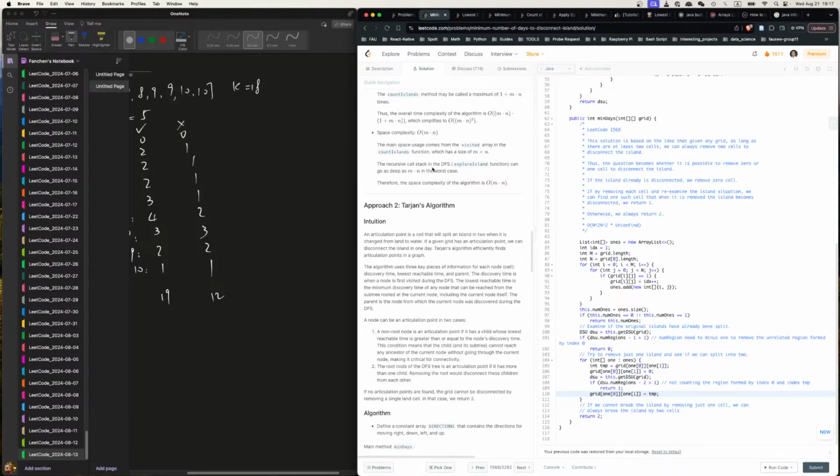Okay, I have to read the first one again. The discovery time is when a node is first visited during the DFS. From where? Who is the node? Who is the root? The lowest reachable time is the minimum discovery time of any node that can be reached from the subtree rooted at the current node. So I am at a current node. Then we need to find the lowest reachable time of a node.